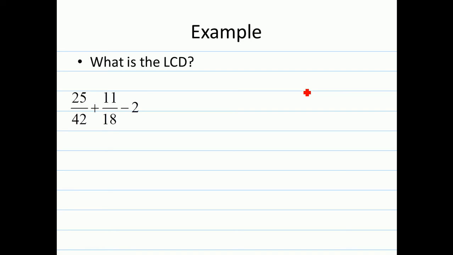Looking at this right here, the LCD of this fraction, a quick way to find it, not the common denominator but the least common denominator, is to prime factorize each one of these numbers. So 42 can be prime factorized into 2 times 3 times 7, right? And 18 can be prime factorized into 2 times 3 times 3. And this 2 right here is just over 1, so we don't really have to worry about that one.